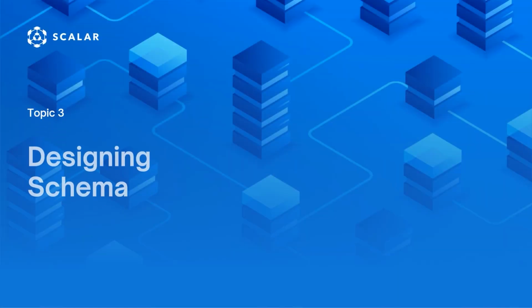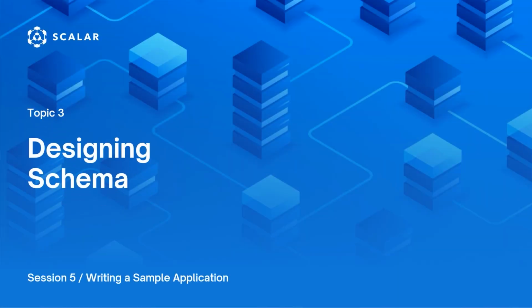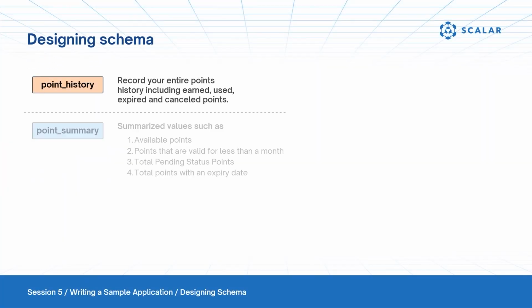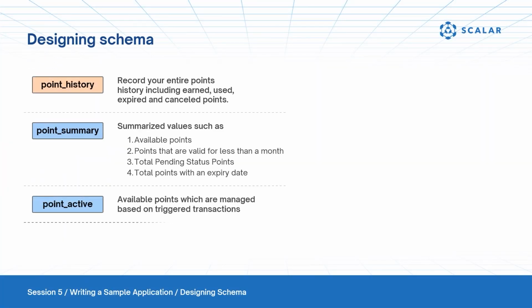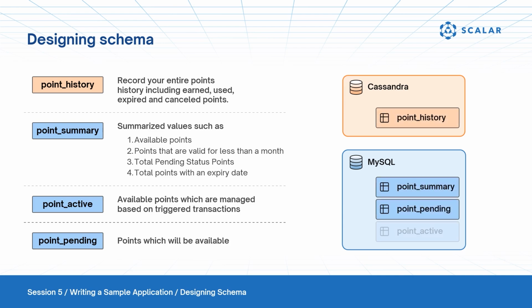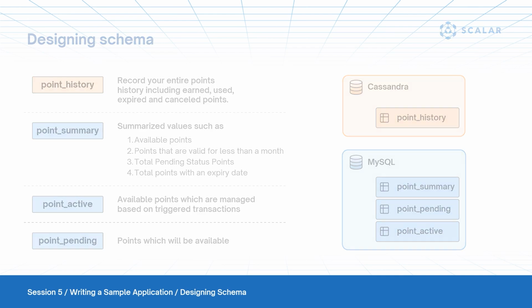Let us discuss important points while designing schema. Here, we will create schema definition files for the 4 tables described earlier and use the schema loader to create those tables in ScalarDB. As discussed earlier, we will create the point history table in Cassandra and the other 3 tables, point summary, point pending, and point active, in MySQL.